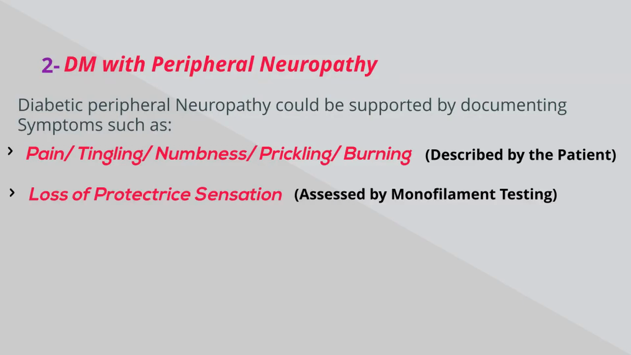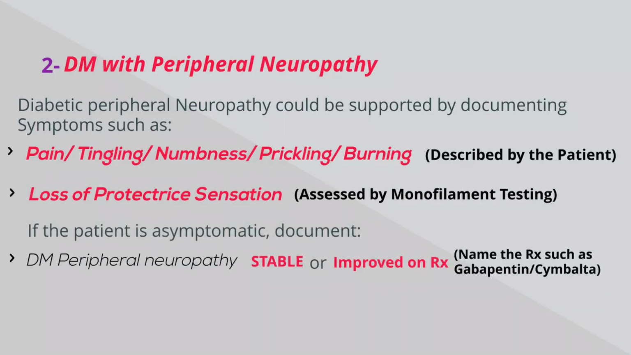Or loss of protective sensation assessed by monofilament testing. If there is no symptom to document, report the diabetic peripheral neuropathy as stable or improved on medication such as gabapentin, Cymbalta. Or diabetic peripheral neuropathy being managed by the neurologist.